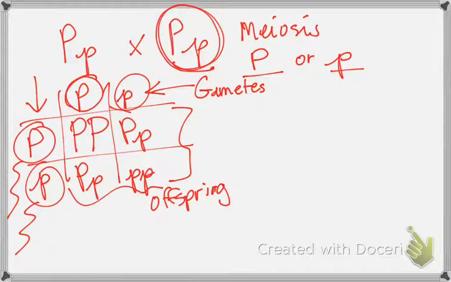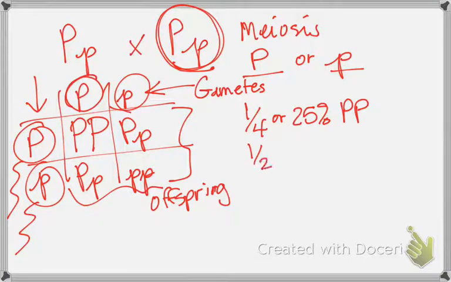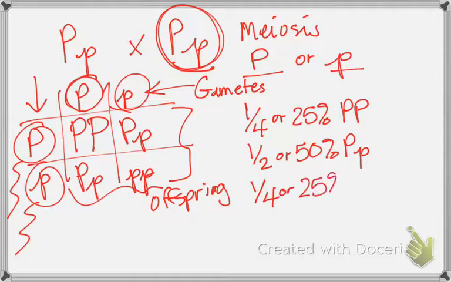But at this point, you're still not done. Right? You've done the Punnett square, but now you've got to tell me what the results are. So, 1/4 or 25% big P, big P. 1/2 or 50% big P, little p. And 1/4 or 25% little p, little p.